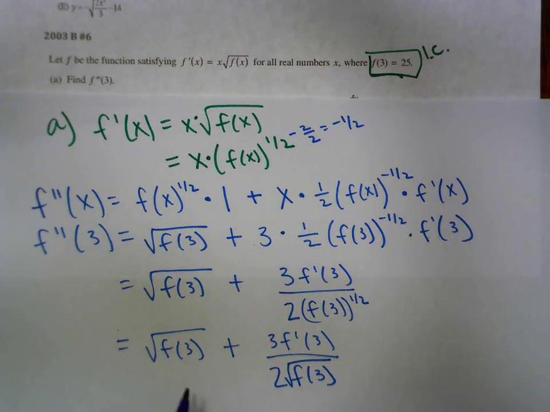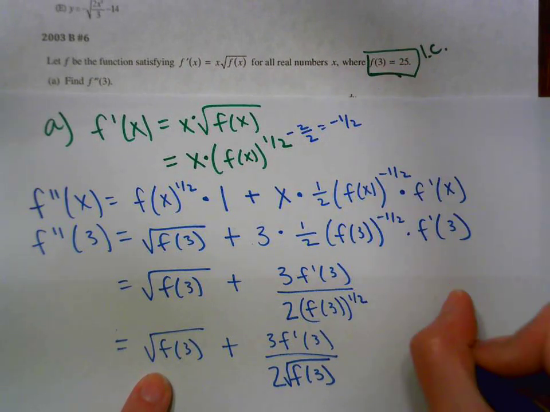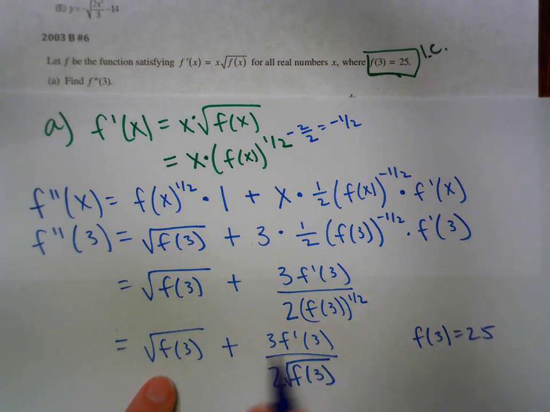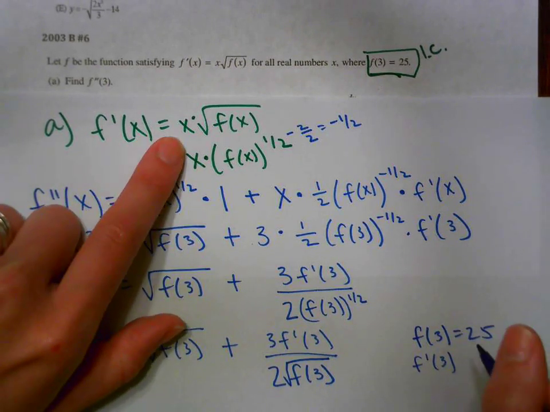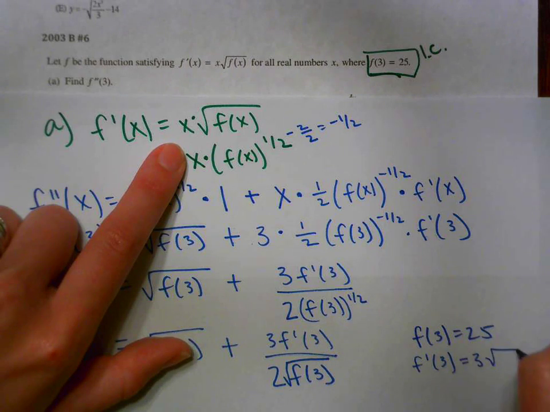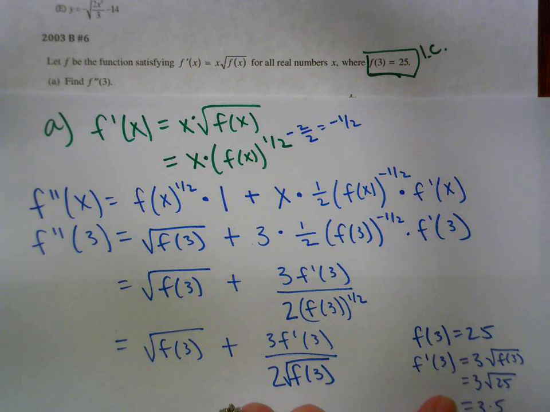Okay, so now let's see. Do we know what f of 3 is? Well, that was our initial condition, 25. What else do we need to know is f prime of 3, for the top here. So we're just going to use our f prime equation. That's going to be 3 times the square root of f of 3. Now we know f of 3 is 25, so 3 times the square root of 25, which is 3 times 5, so it's 15.